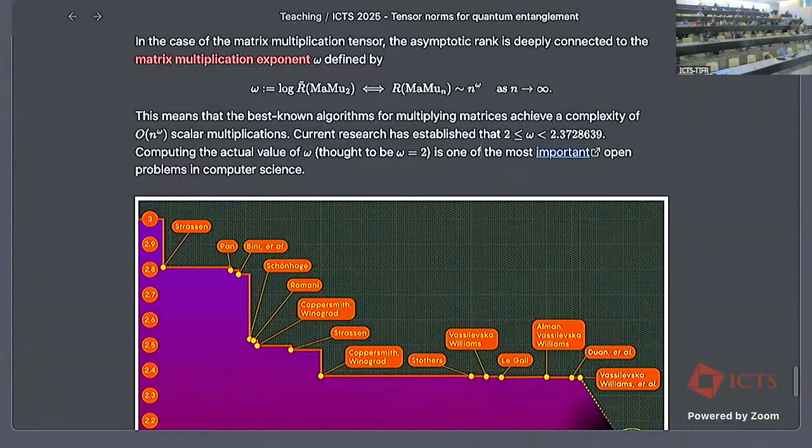Thank you for the talk. So I have two questions. One is, does this rank have to do anything with Schmidt rank? First that question. Let me answer this.